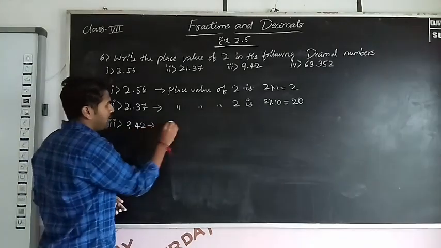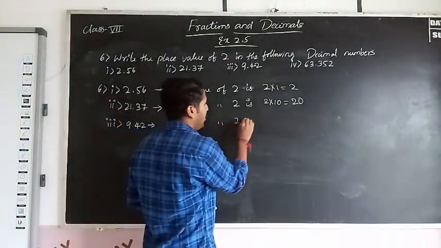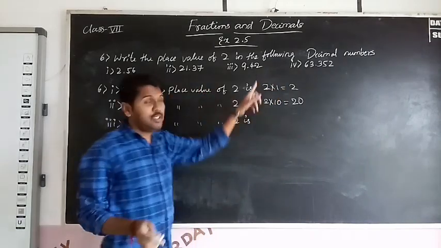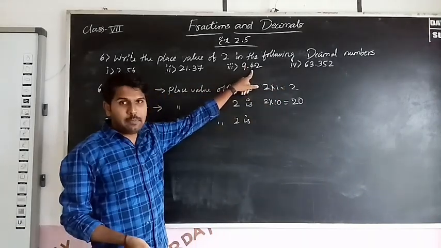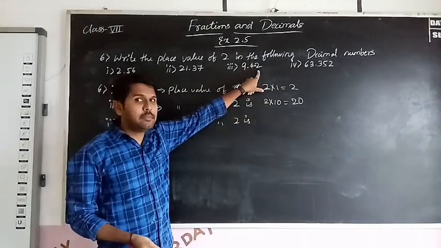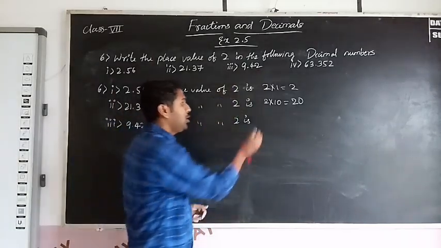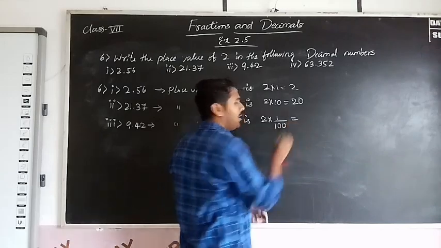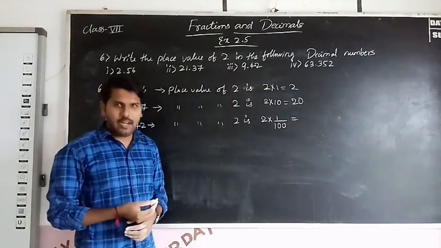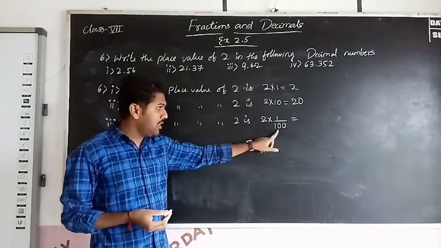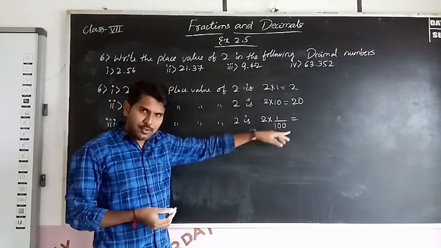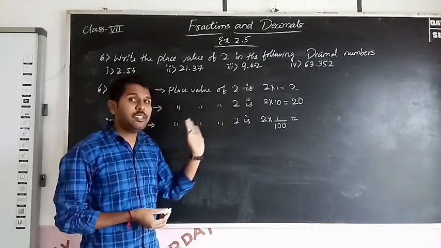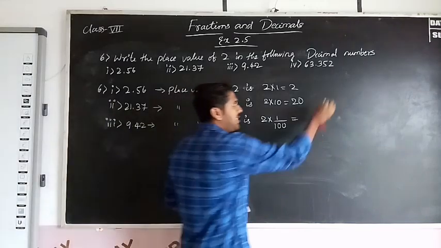9.42. So place value of 2 is, here first one 1 by 10's place. Next 1 by 100's place. So we can write it as 2 into 1 by 100. So how can you write this one? Here how many zeros? 2 zeros. So shifting the decimal number to left side by how many digits? 2 digits.